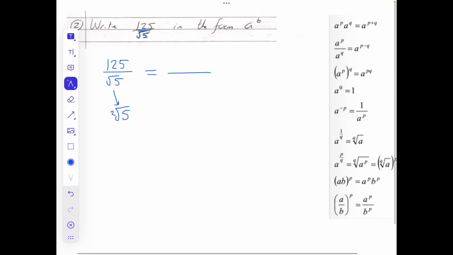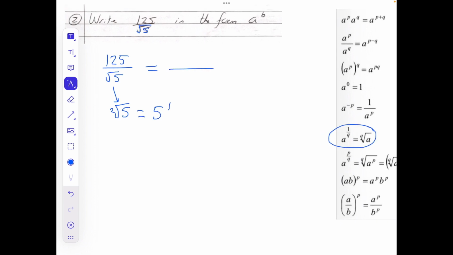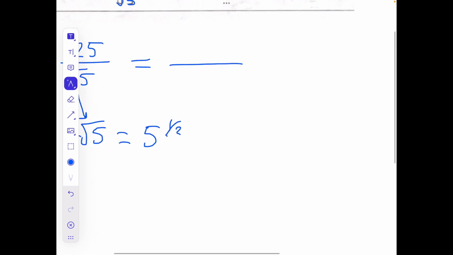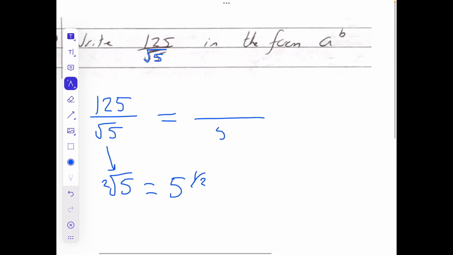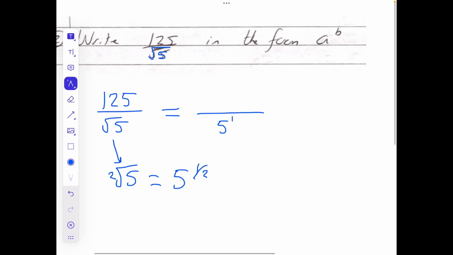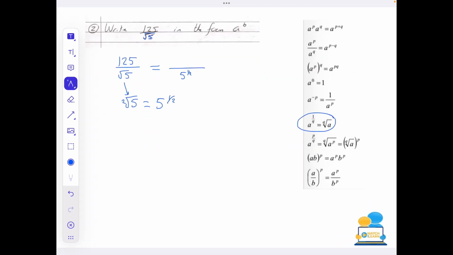I can put the little 2 there, and then suddenly I am using this law here to make that 5 to the power of a half. So instead of writing square root of 5 underneath there, I can write it as 5 to the power of a half. That's kind of one problem solved. Square roots in general are a little bit awkward to work with, so if we can get rid of those, it is fantastic. Now, next thing, the 125.